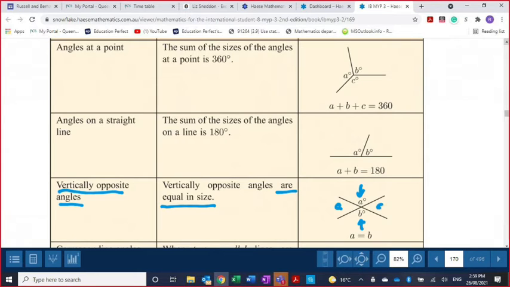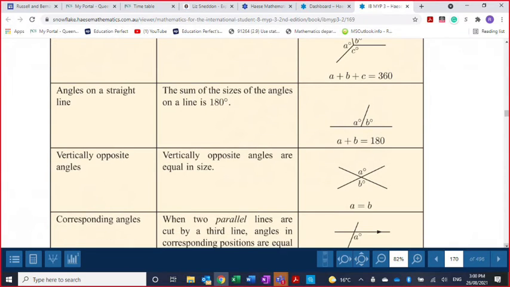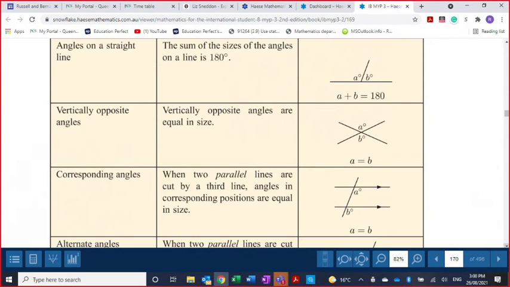So if I put a C and a D here, those are vertically opposite as well, so C would equal D. It doesn't matter their position, as long as they're straight across from each other, they're always going to be equal. So vertically opposite angles are always equal in size. That's critical to what we're going to be working with. You might not have seen that before.